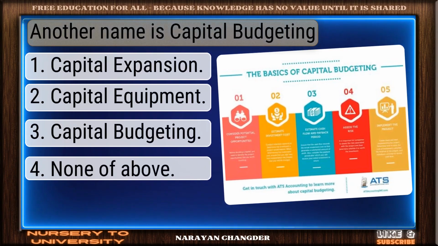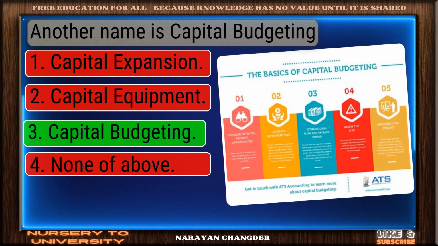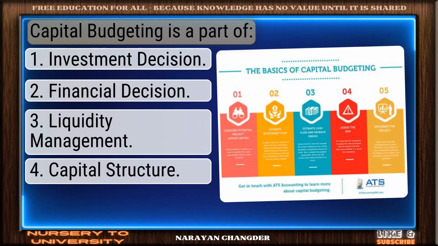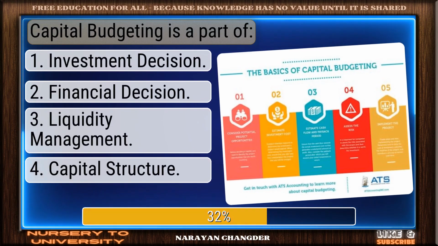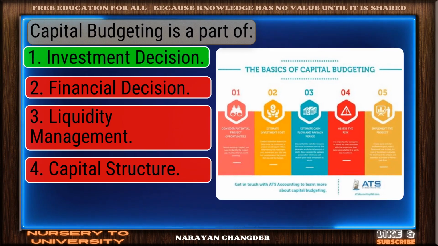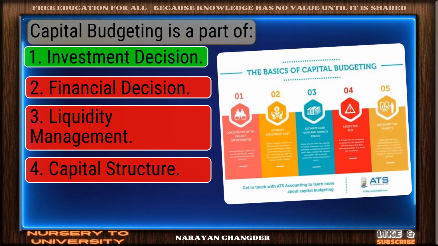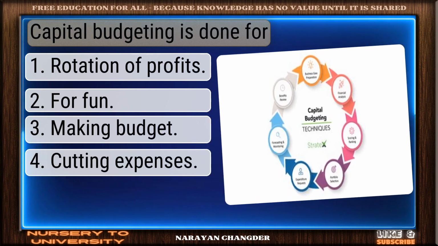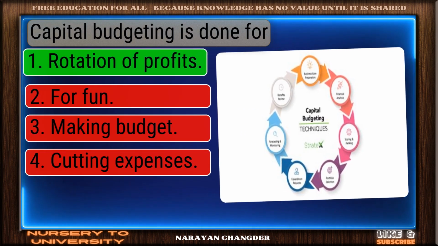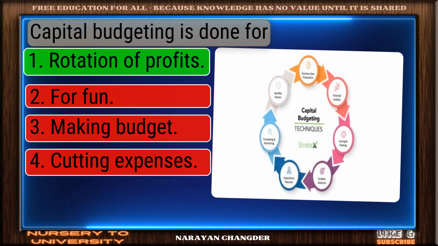Another name is capital budgeting. Excellent choice. Capital budgeting is the right answer. Capital budgeting is a part of. Clear logic. Your choice investment decision is sound and 100% true. Capital budgeting is done for. Well picked. Rotation of profits is the correct answer.